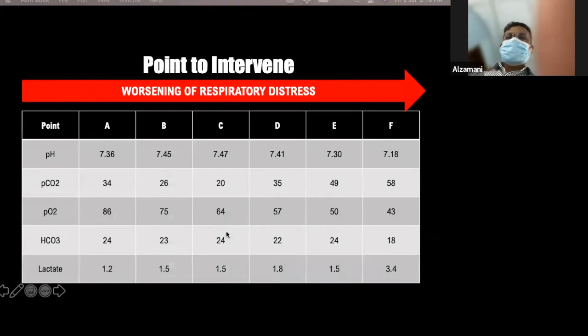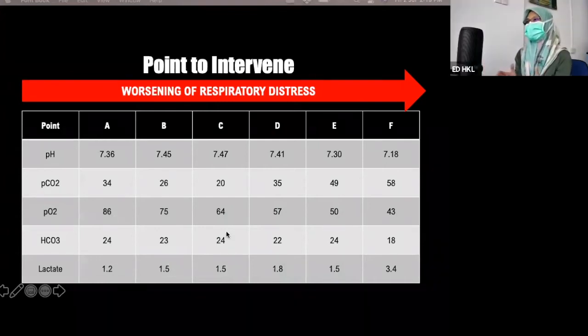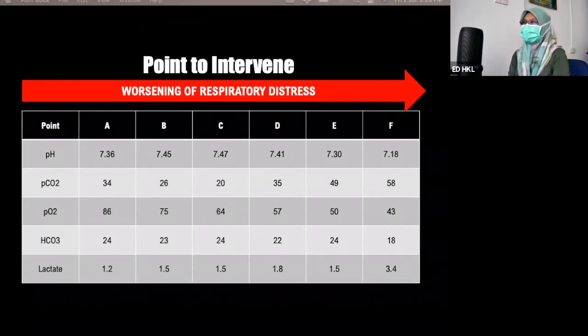If you have a hypothetical series of blood gases of a patient who has worsening respiratory distress, which point are you?